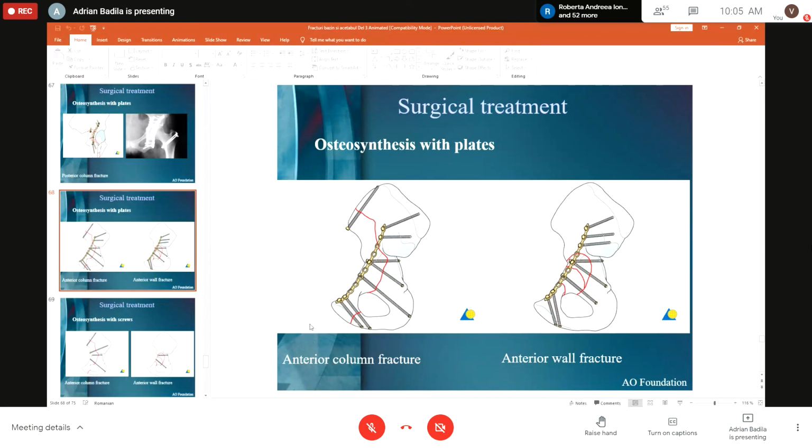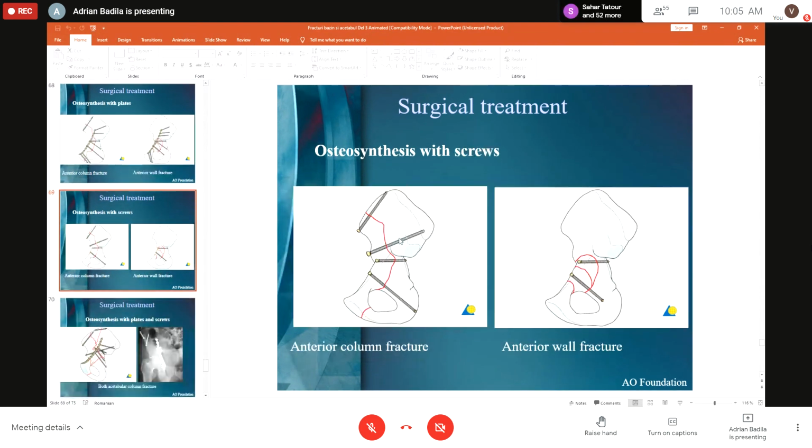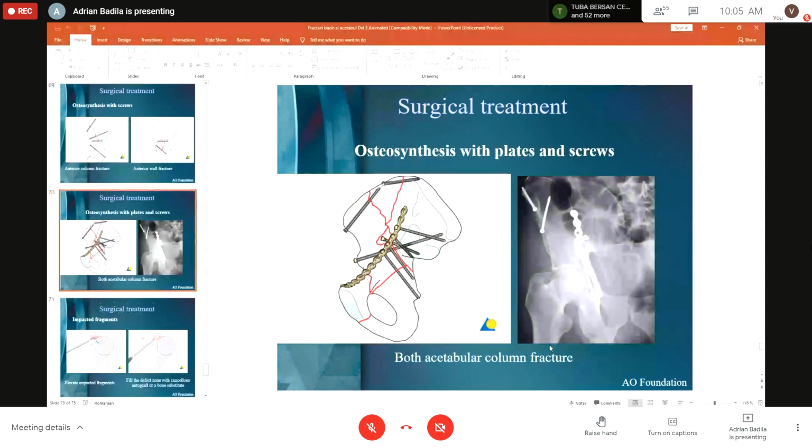Osteosynthesis with plates can be performed for fractures of the anterior wall or of the anterior column. Osteosynthesis with screws is indicated in fractures of the anterior column or of the anterior wall when we have a small number of fragments and big fragments. Another example with fractures of both acetabular columns after reduction and osteosynthesis with plates and screws.